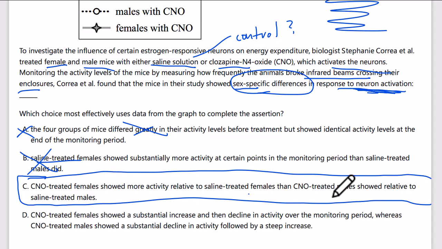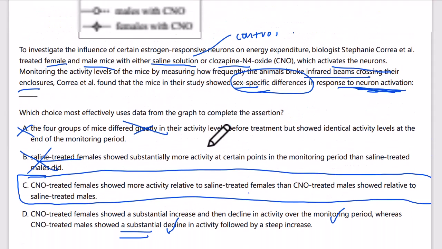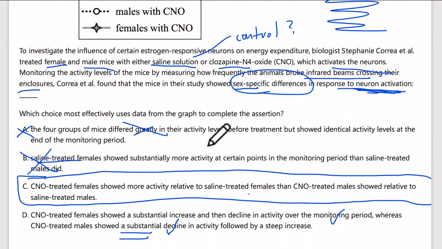Let's just check D. CNO-treated females showed a substantial increase and then decline in activity over the monitoring period. That's accurate. Whereas CNO-treated males showed a substantial decline in activity, followed by a steep decrease. So this does show some sex-specific differences. I'm not sure this is accurate. Was the male's substantial decline after treatment? No, males actually went up a little bit. So this last part is inaccurate. It's not true according to the graph. C is the answer.